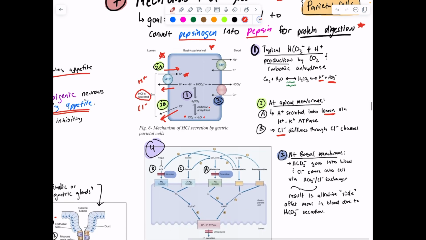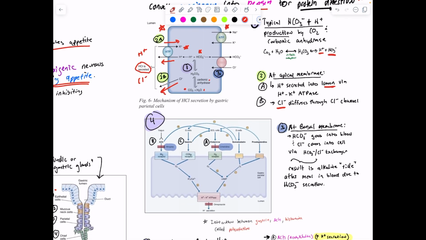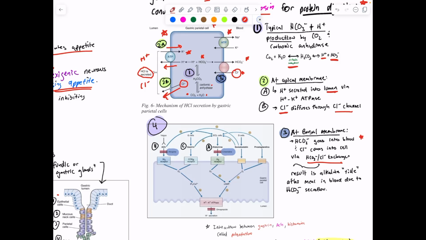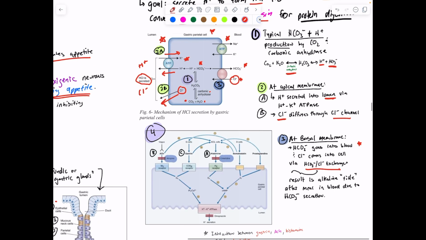All right, and then at the basal membrane, you have the bicarbonate ion from our carbonic anhydrase reaction going into the blood, and specifically you have this bicarbonate-chloride exchanger, which is going to bring chloride into the cell, which we know at the apical surface is going to go through a chloride channel into the lumen. All right, so bicarbonate-chloride exchanger. And basically, when you have a lot of food eaten, you have an increase in HCl production, and the result is you have bicarbonate ion pumped out into the blood.